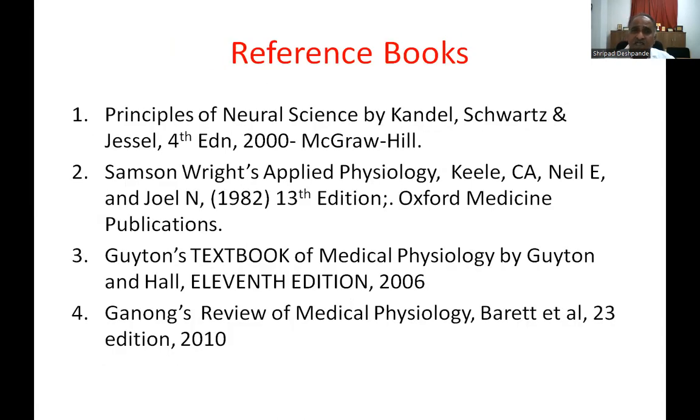Now, among the reference books, Samson Wright's Applied Physiology gives a little bit more information about the strength duration curve, and also Principles of Neuroscience by Kandel. Guyton and Ganong do not give a detailed account of the strength duration curve. These are the books I referred. In addition, I have my own books, Mountcastle and Ruch and Fulton, which I am not going to bother you with.